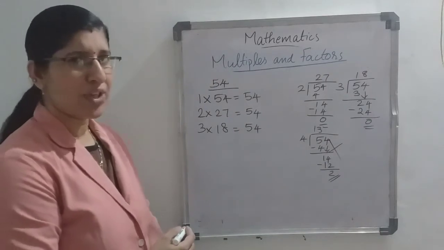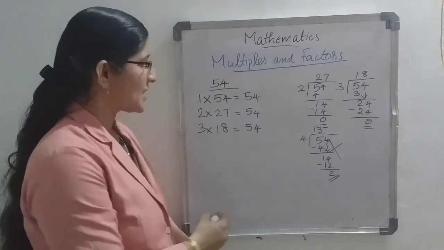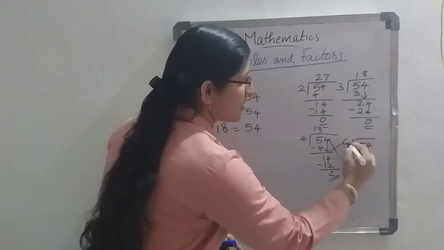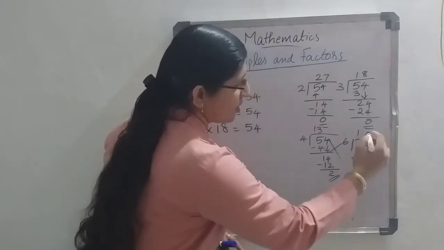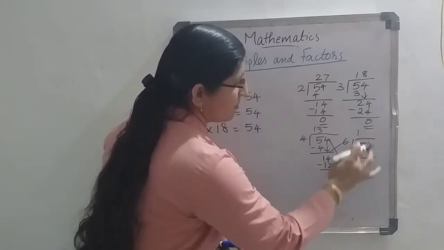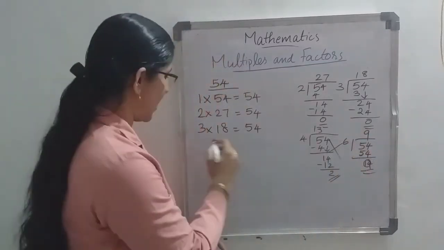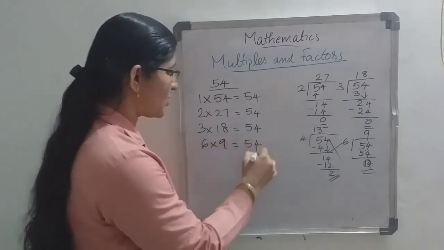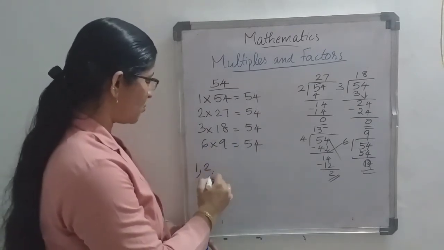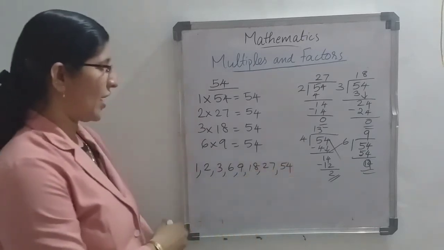What about 5? For 5 we need not check; the ones place number should be 0 or 5 only. Then 6. In the 6 table itself we know that, isn't it? Otherwise you can divide and find out. Here also the remainder is 0, so 6 into 9 is 54. What about 7? No. 8? No. The 9 table we already wrote. So 1, 2, 3, 6, 9, 18, 27, 54 are the factors of 54.